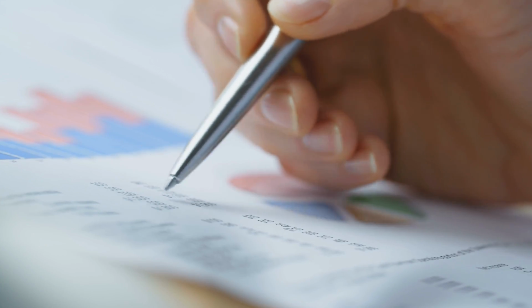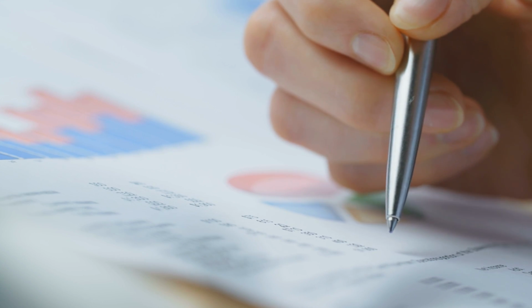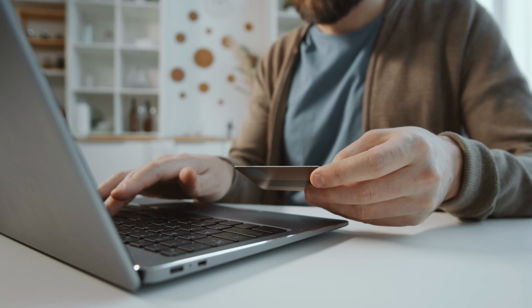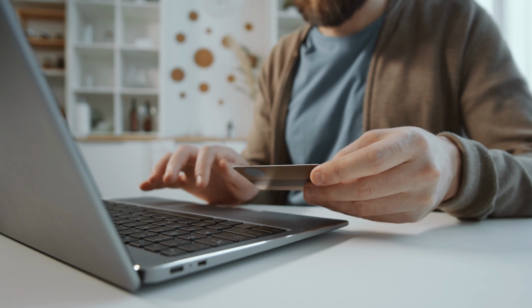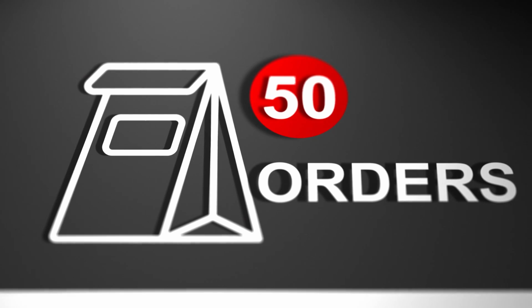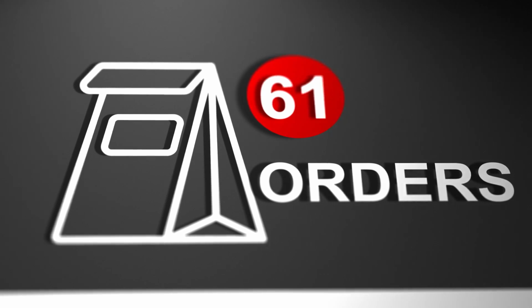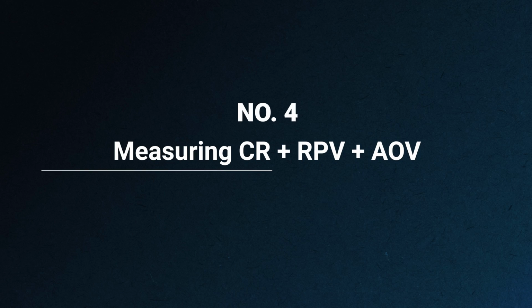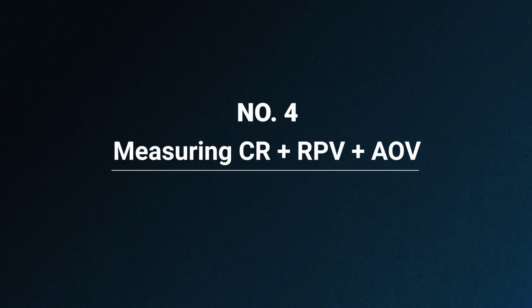My favorite thing to do is to actually take usability measurements. How long did it take somebody to place an order? How many steps did it take for somebody to place an order on our website? And see if there's improvements in those metrics. Finally, you can look at your conversion rate, you can look at RPV, revenue per visitor, and then you can look at AOV and measure those.